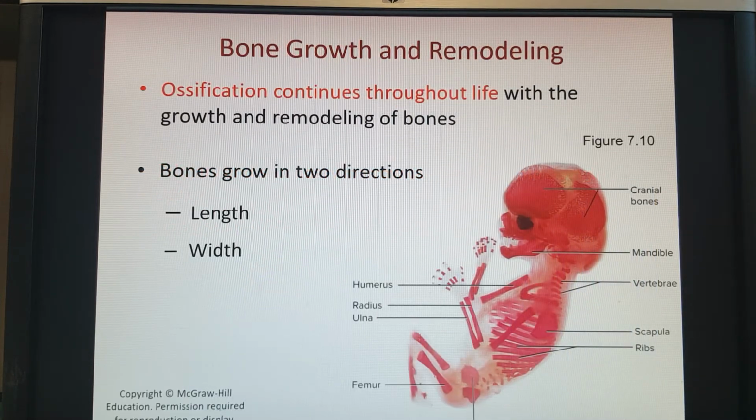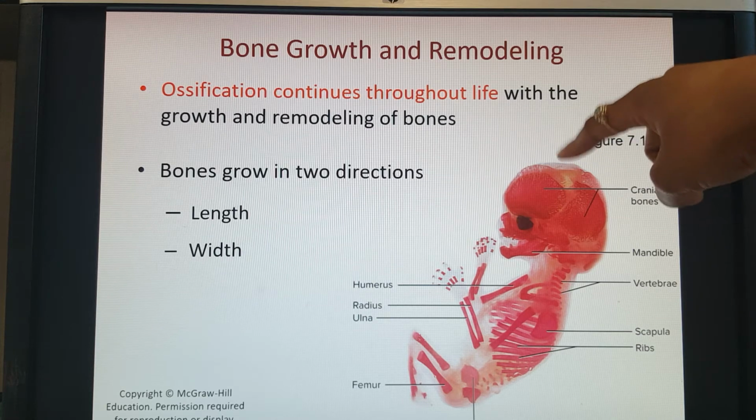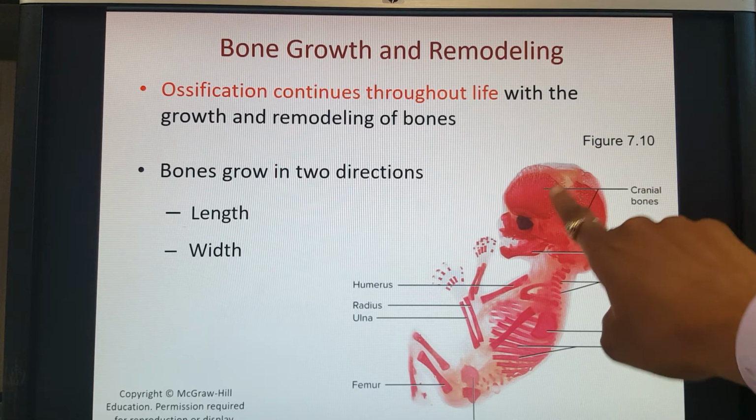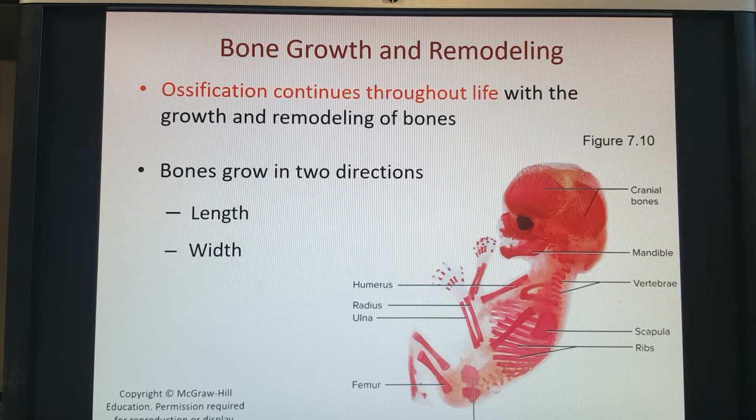So here's another one of a fetus skeleton. Again, places where there are gaps, there's nothing there. So that's why they're all weird and flexible. Here's that little soft spot in the baby's head where our cranial bones have yet to fuse together to form the skull. So protect the baby's head. Okay.